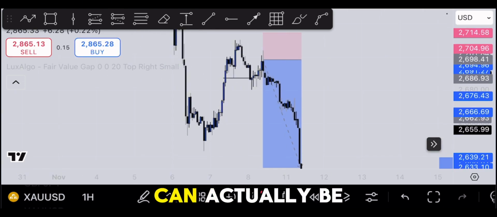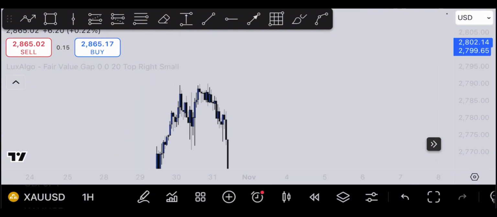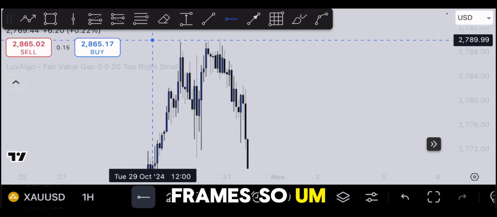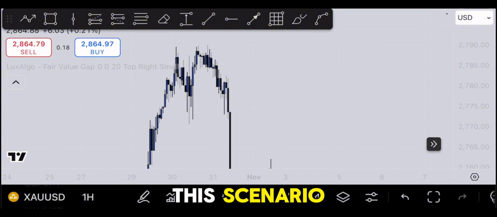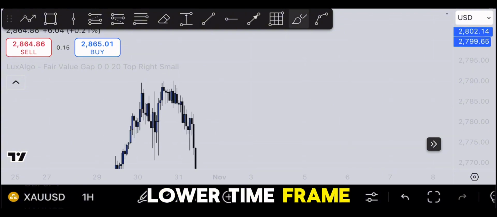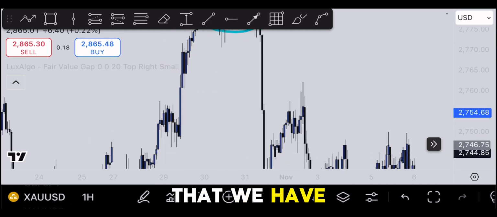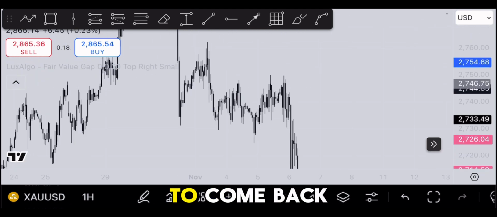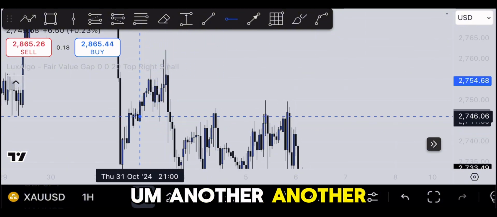So daily you can actually be consistently profitable just using this simple strategy. We've been talking about you trading into the lower time frames. So in this scenario, if you guys go into the lower time frame in this zone, you actually see that we have an entry in there. But I don't want to go to the lower time frame right now since I'm able to come back to this price point. Anyway, another market structure shift.